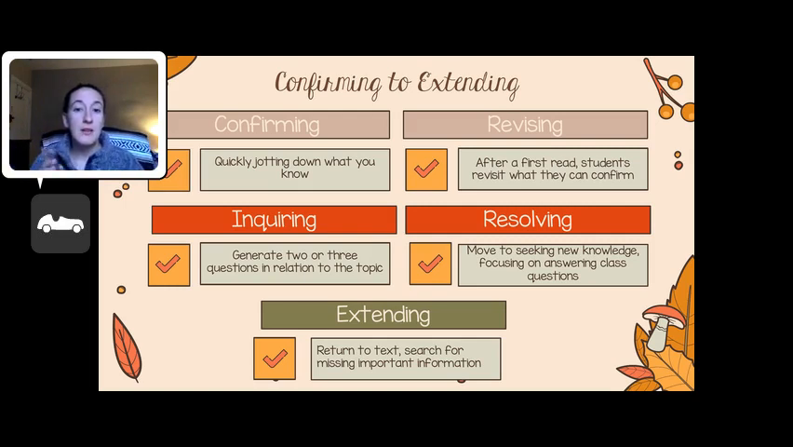So they had their quickly jotting down what they know. They had their questions that they generated by themselves. But what else? What else is there? Make sure that you're not missing anything in that text, which is a great skill to teach our adolescent learners, because it just lets them dig deeper into a text, and it doesn't have to be as teacher generated.